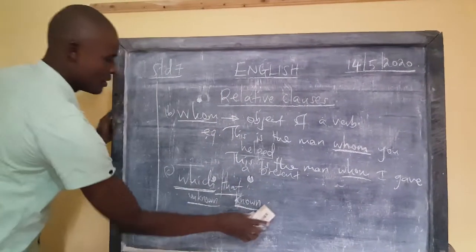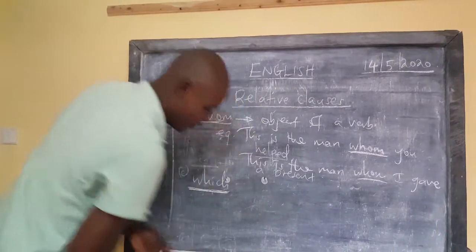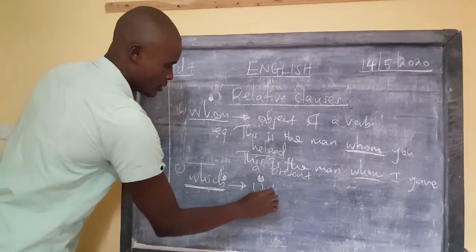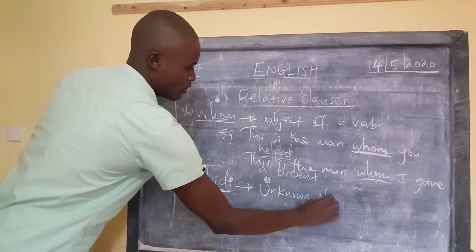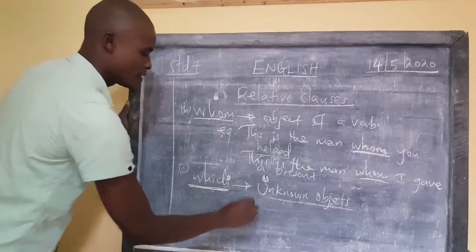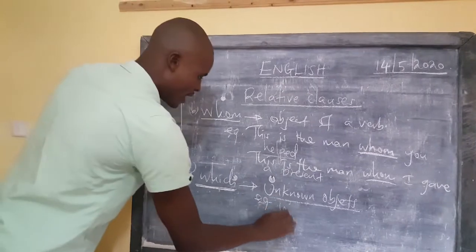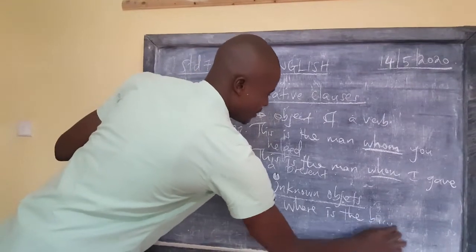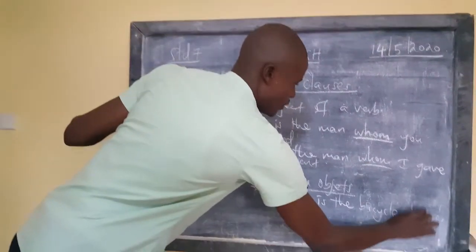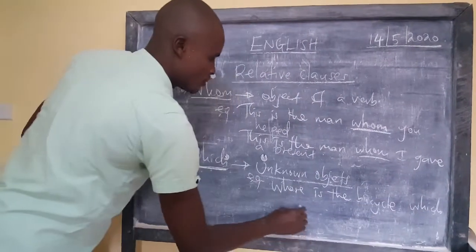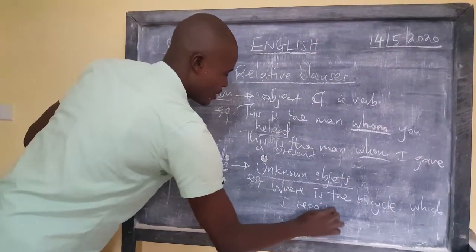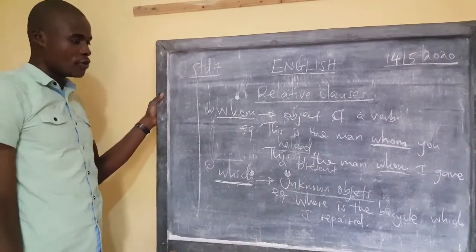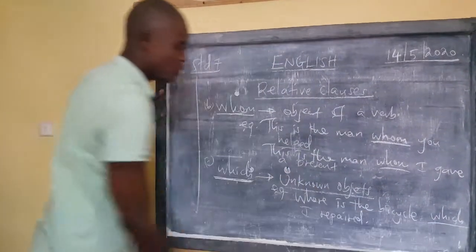But in our case today, it is still used the same way we are using there to show unknown objects. And I just gave an example there. Like this is the bicycle. Where is the bicycle which I repaired? So we're using that to show unknown, something that is unknown.